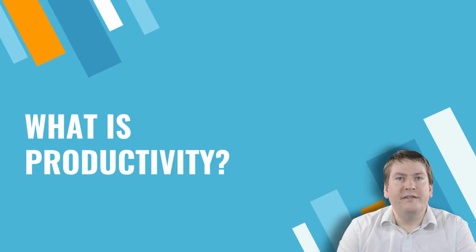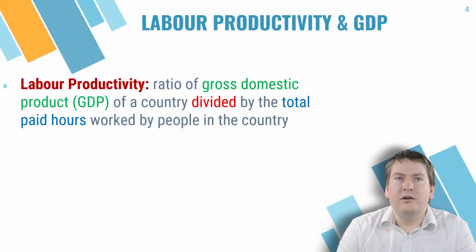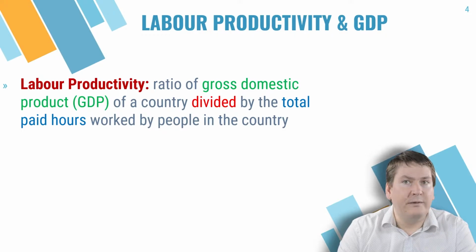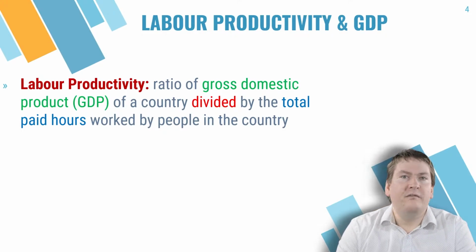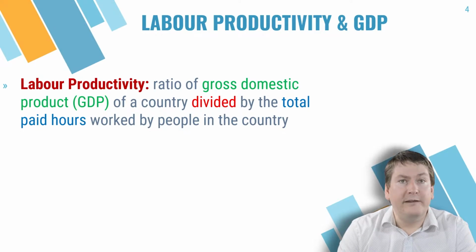So let's jump right into things by first discussing what productivity is. Let's start by taking a look at the textbook definition of labor productivity, which states that labor productivity is the gross domestic product, or GDP, of a country divided by the total paid hours worked by all people in that country. Now that's a lot of words, and unfortunately our text doesn't go into too much detail about what GDP actually is. So let's first explore that.